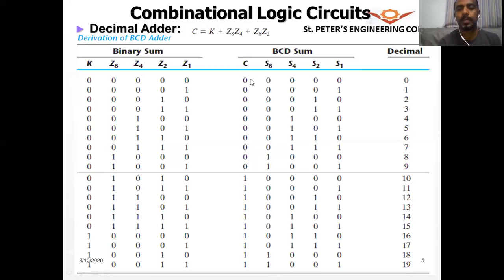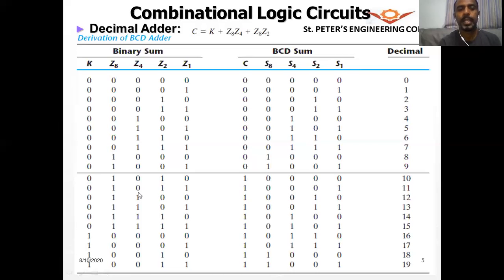So if you see the equation or the function C, when is C equal to 1? C equals 1 for these combinations. Of course, Z1 is overridden by these two. So whenever Z8 and Z2 are 1, C is 1. Similarly, Z8 and Z2 are 1, C is 1. Here Z1 is 0 and here Z1 is 1, so Z1 is overridden by Z8 and Z2. So we take only the Z8 and Z2 combination.